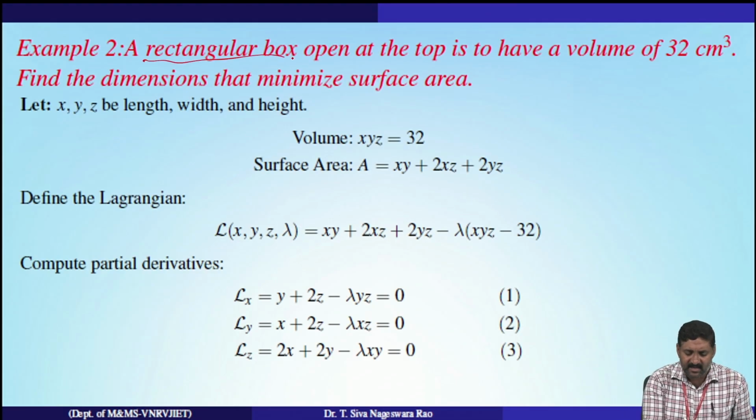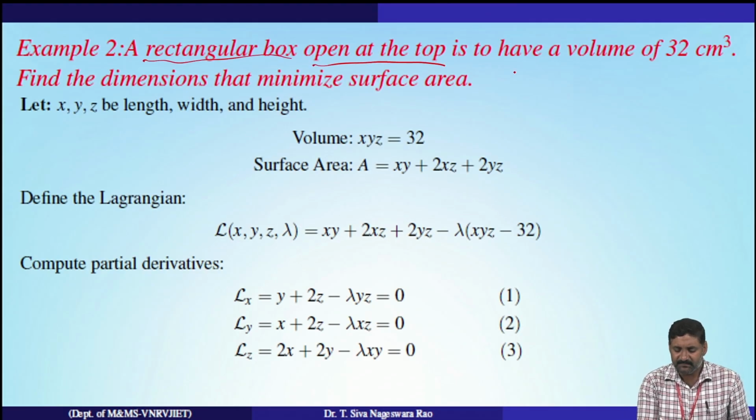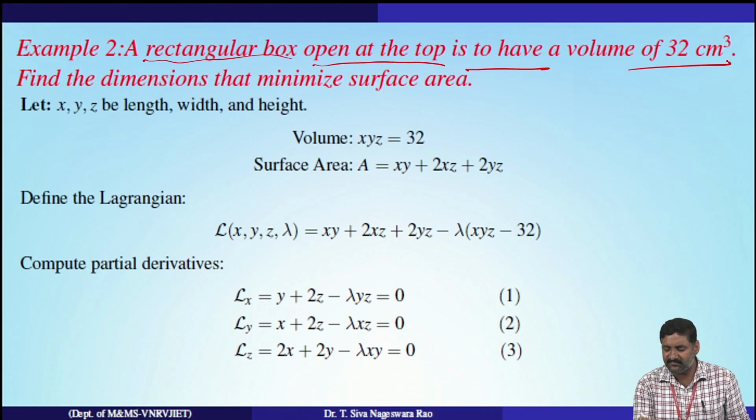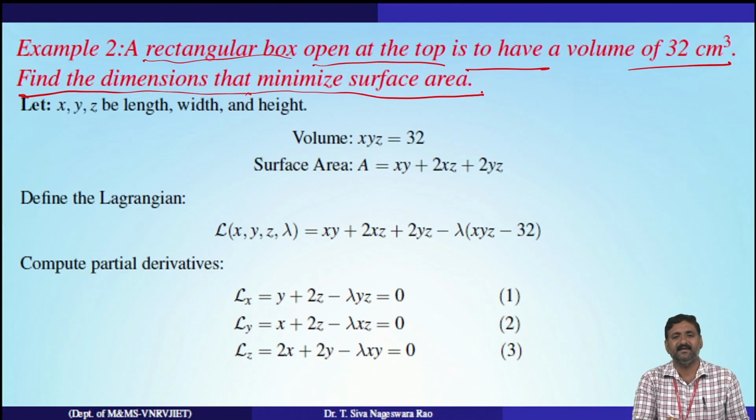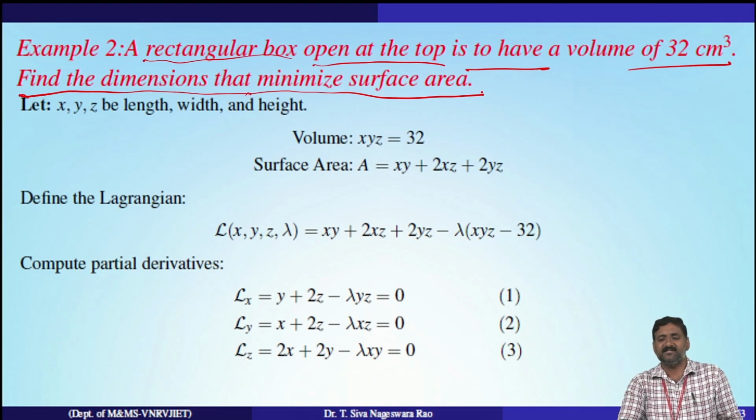A rectangular box open at the top is to have a volume of 32 cubic feet. Find the dimensions that minimize surface area. Here our aim is to find the dimensions of the box, meaning length, breadth and height. Our aim is to find the minimum values of x, y, z such that the volume of the rectangular box is equal to 32 cubic feet.